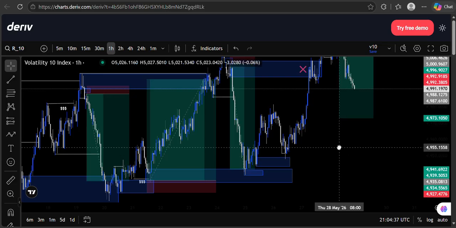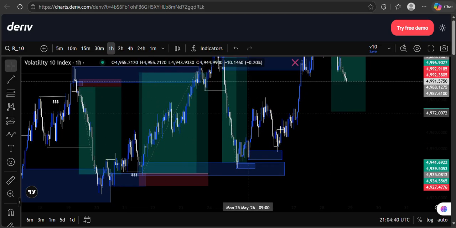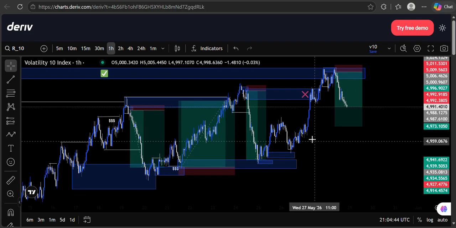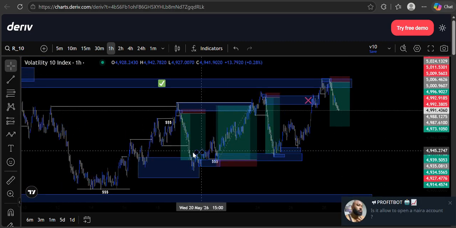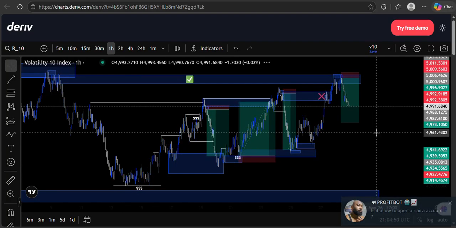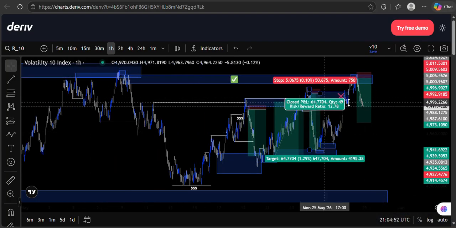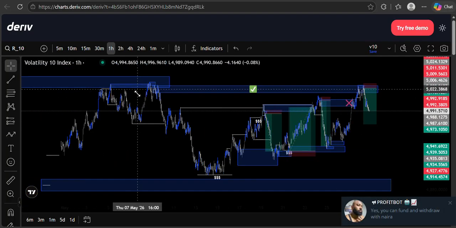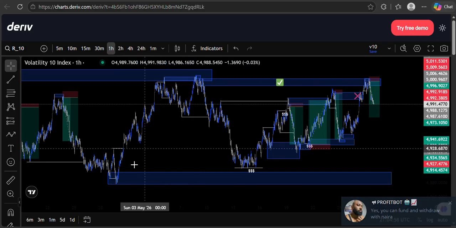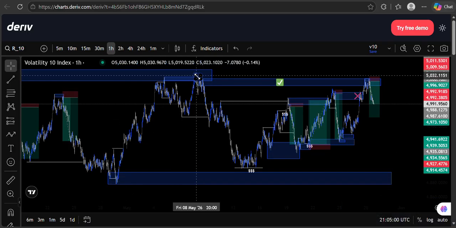Now, another one, another significant move. Remember, seeing all this movement, these are all internal structure, because the real range of the market is this particular high and this particular low. So this low and this high is actually the main range of the market.